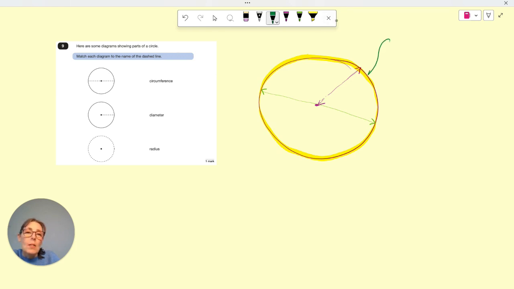So this is the circumference, and it's basically the perimeter of a circle. The perimeter of a circle has got a special name, and that's the circumference. So it's the outside of the circle. Now, which is the radius and which is the diameter?